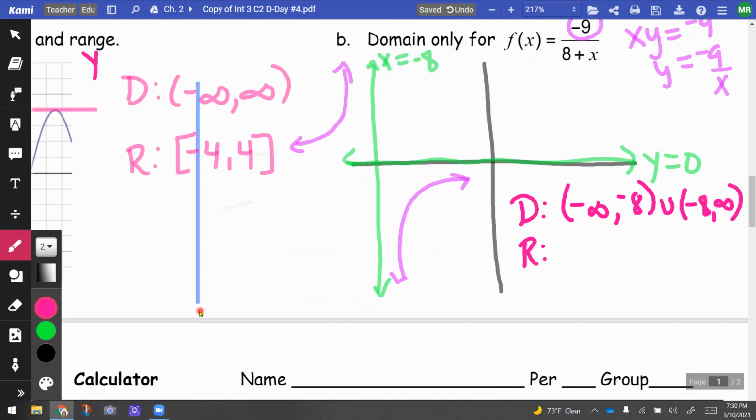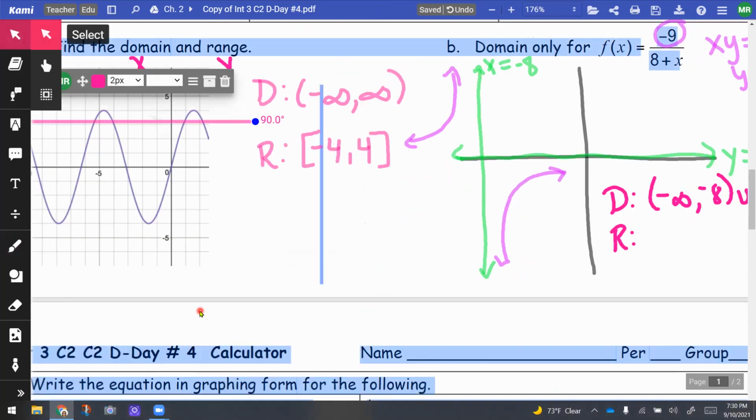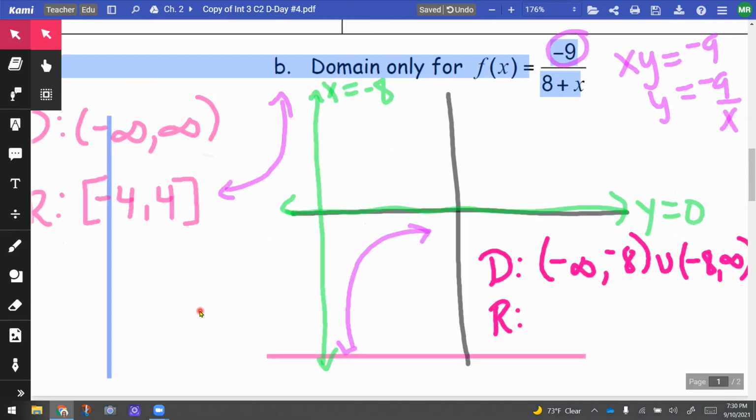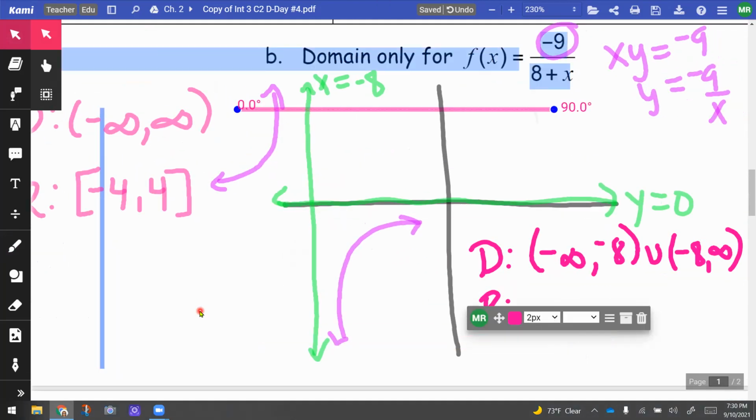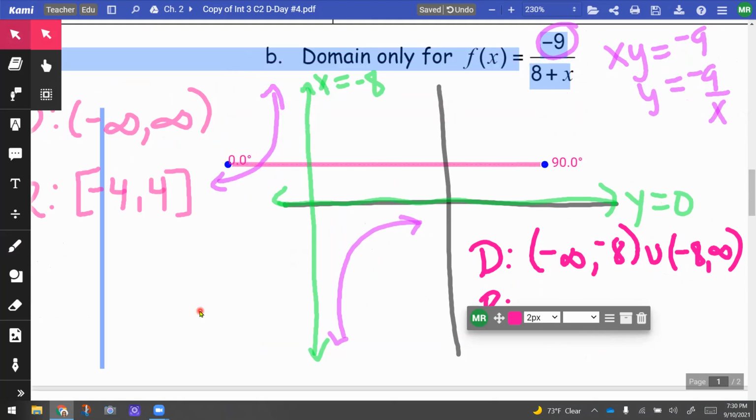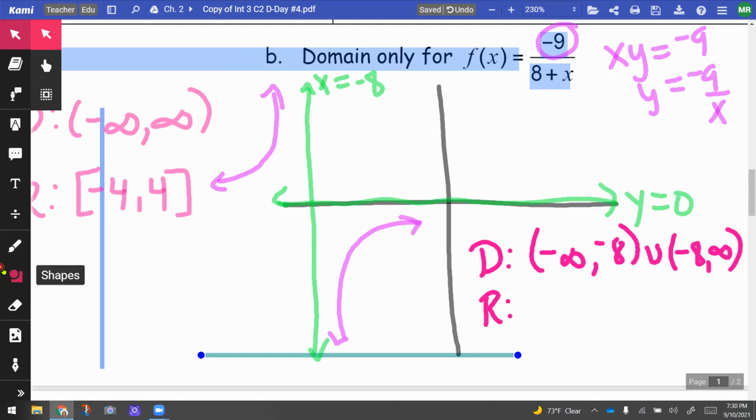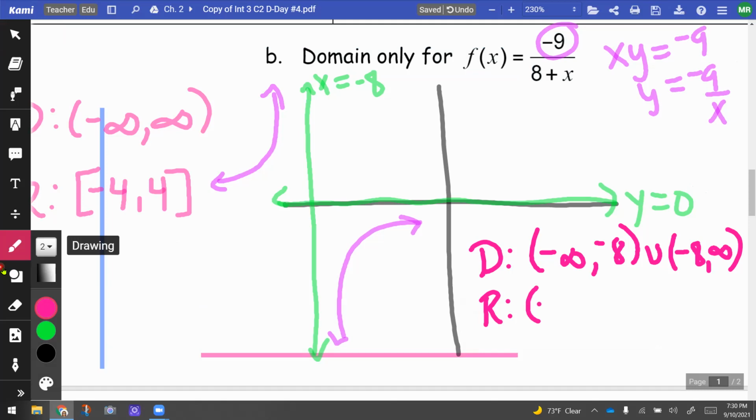And then my range, let me just grab this, bring it over here. So my range is high and low. So the highest it's going to go is forever and ever. But here at 0, it's never going to reach 0 because I have an asymptote. And then it's going to go forever and ever and ever down to -infinity. Okay. So this is going to be -infinity to 0, union 0 to infinity. Again, my 0 and my -8s are open, not closed bracket, because there's asymptotes there.